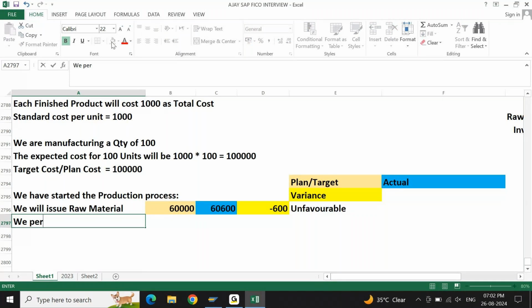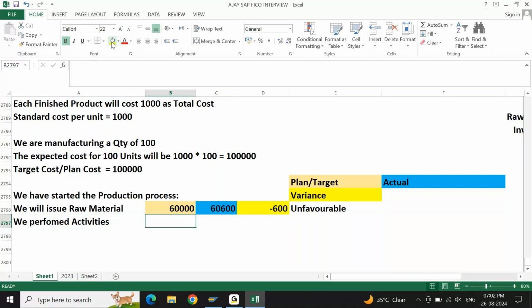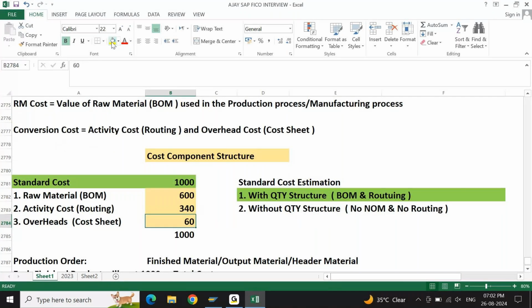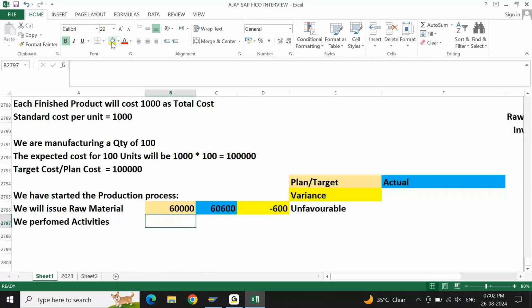We performed various activities. What was our activity cost? 340 per unit. Agree? Now, it is supposed to be how much? 100 multiplied by 340, 34,000. This is supposed to be your target cost, or your planned cost. This is what you thought of manufacturing.